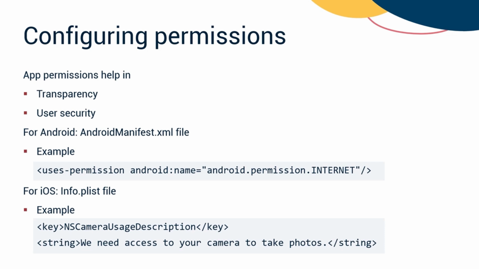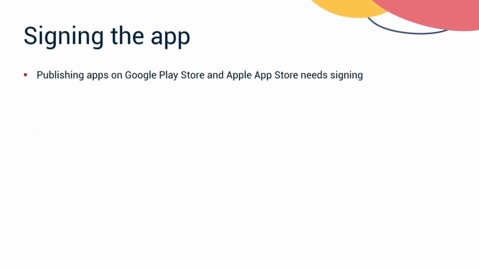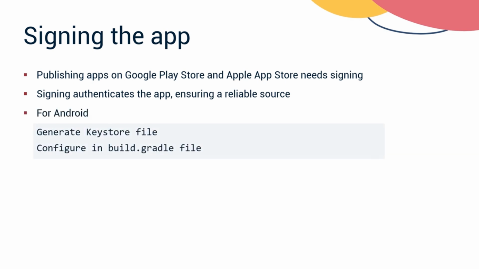Once the permissions are set properly, it's time to sign the app. When trying to publish your app on the Google Play Store or the Apple App Store, you need to sign the application for security. Signing authenticates your app and ensures users that it comes from a reliable source. To create this process in Android, you'll need to generate a keystore file and configure it in your project's build.gradle file. On the other hand, for iOS, signing is managed through Xcode. You can select the appropriate development team and manage certificates.